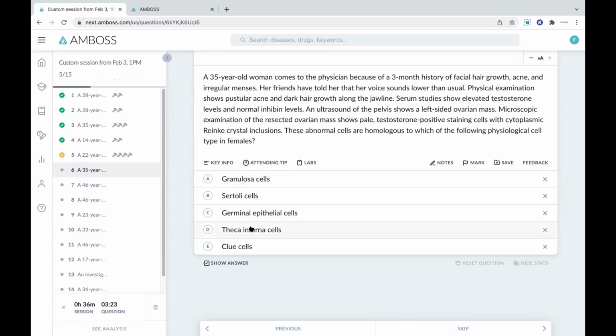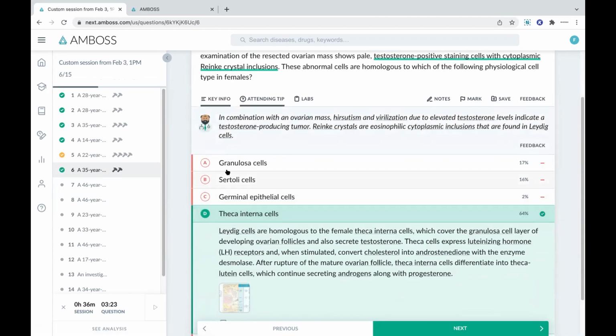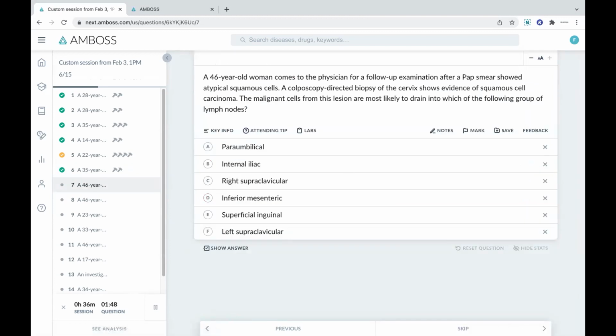Why? The correct answer for this one is Theca internal cells because they're testosterone positive, and luteinizing hormone works with Leydig cells, and luteinizing hormone works in the Theca cells. So that's why Theca cells are the correct answer.